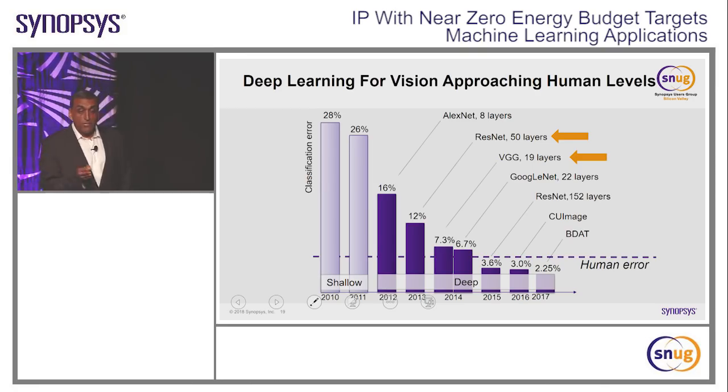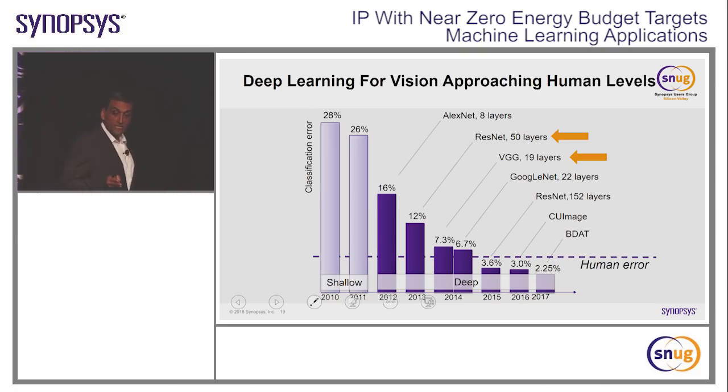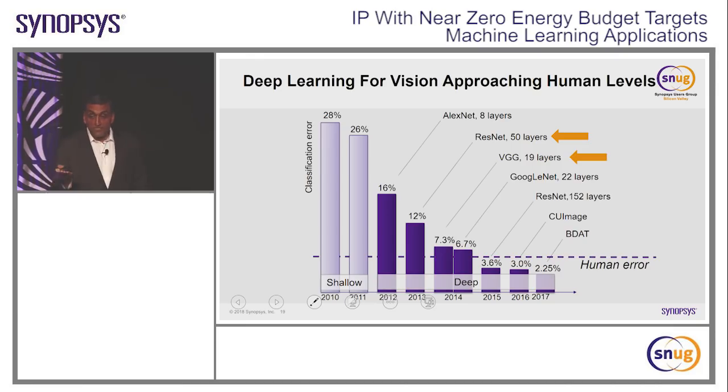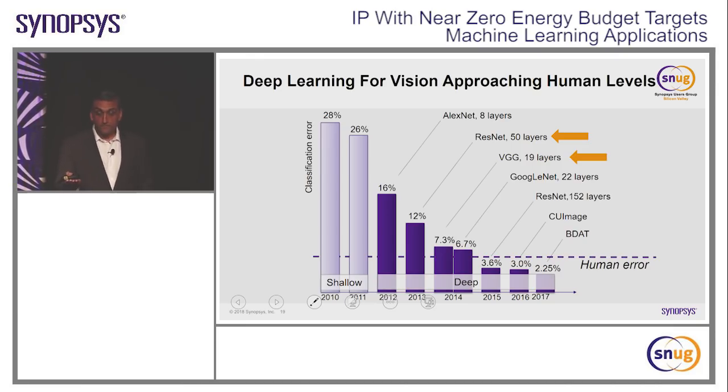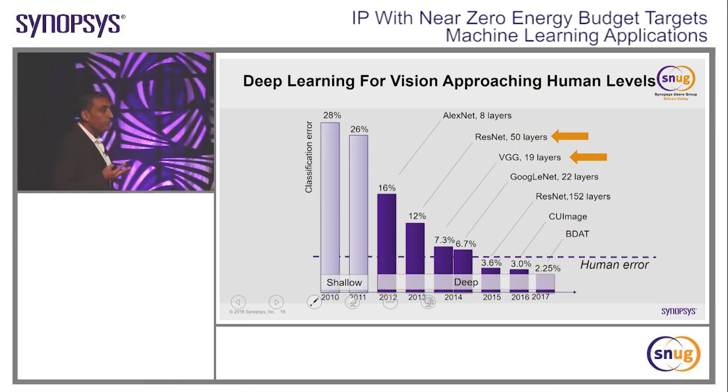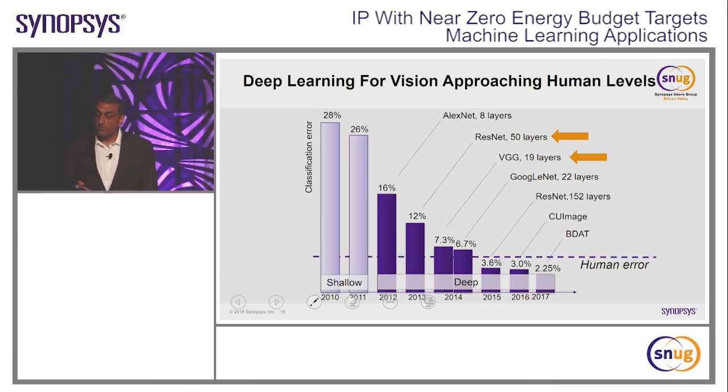So these two deep learning models are called ResNet and VGG. The way they're defined is through layers. So the bigger the number, the more deep you go into the learning profile. So 50 layers for ResNet is deeper than 19 layers for VGG. The top of the ResNet deep learning platform goes to about 200 layers. So that's very, very deep learning.